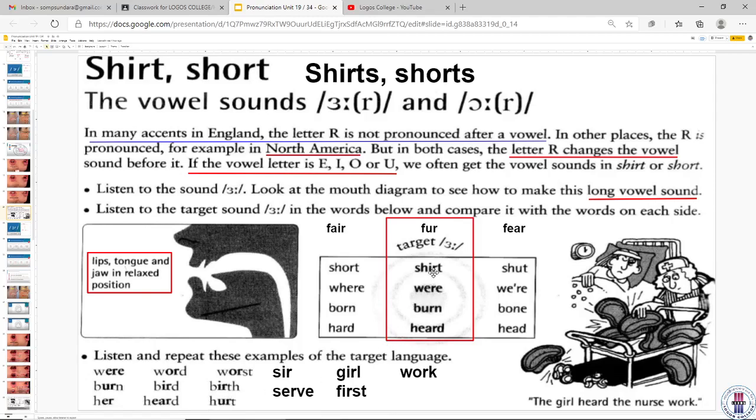The British, I'm trying to imitate the British sound. I'm sorry if I'm not really good at it. So the British would say like this. Instead of saying fur, they would say fur. Instead of shirt, they say shirt. Instead of were, they say were. Instead of burn, they say burn. Instead of heard, they say heard. I don't know if you can hear the difference, but either way you want to say it, it's up to you. And there's no wrong way here. You want to sound American or do you want to sound British?